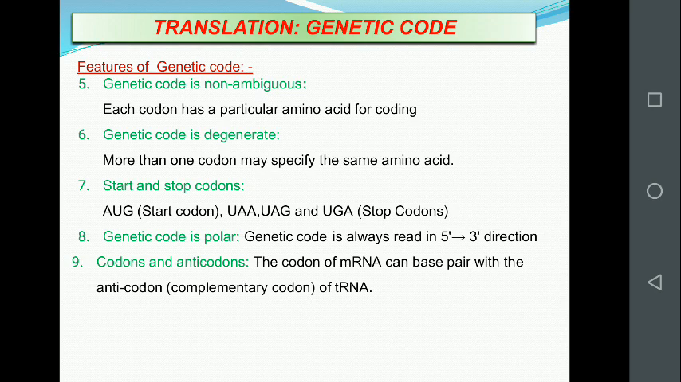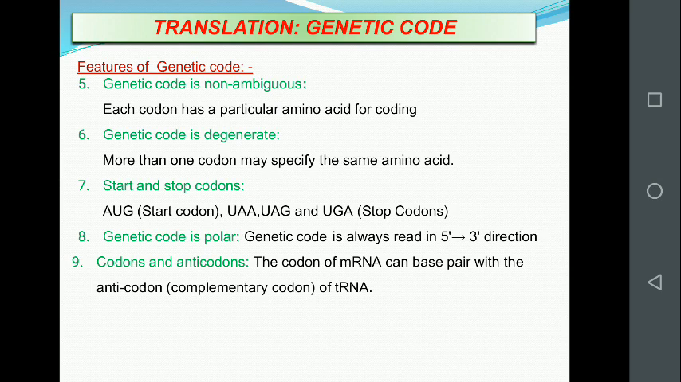We have three different types of stop codons: UAA, UAG, and UGA. These codons are called stop codons. If the protein synthesis machinery encounters one of these three codons, UAA or UAG or UGA, then the translation process will be stopped. That is why they are called stop codons.